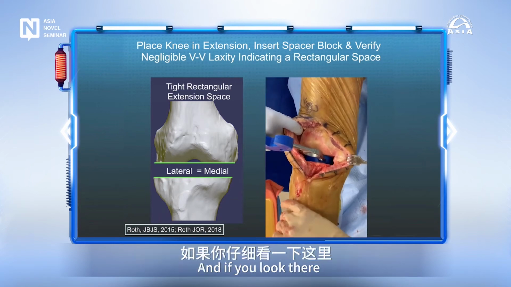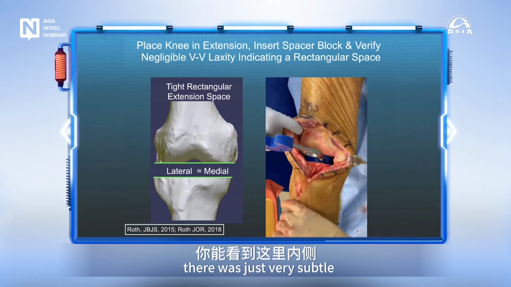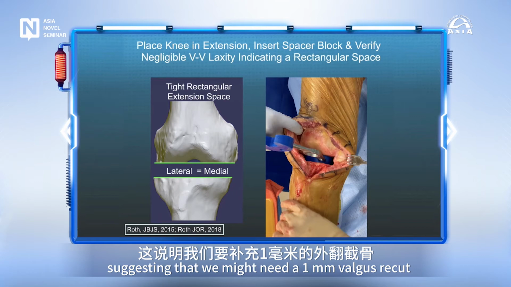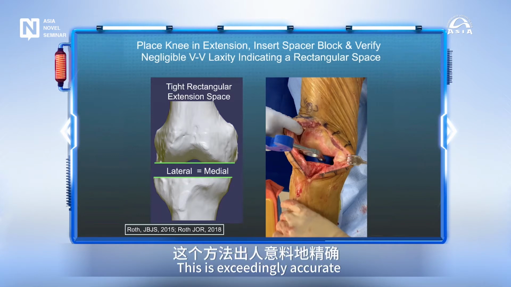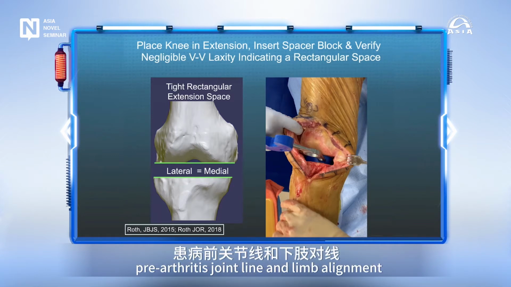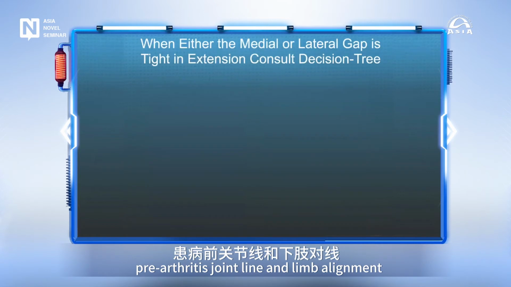And if you looked there, there was just very subtle opening medial compared to lateral, suggesting that we might need a 1 millimeter valgus recut to get a rectangular extension space. This is exceedingly accurate for restoring the patient's prearthritic joint line and limb alignment.